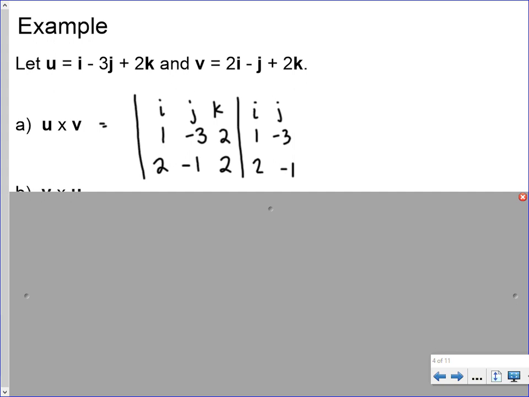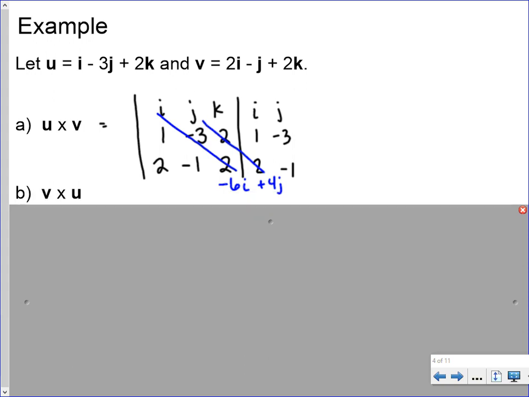And then you multiply the diagonals. You always start with the diagonals coming down from the top left. Okay, so i times -3 times 2 is -6i. j times 2 times 2 is plus 4j. And k times 1 times -1 is minus k.